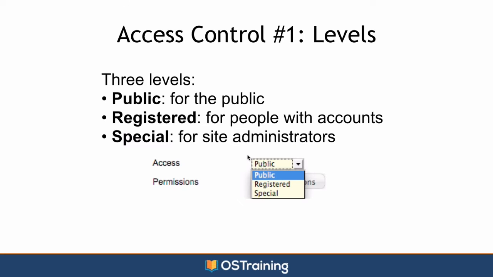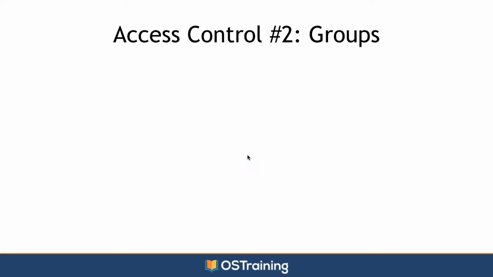Access control has three main layers or levels at the Joomla 2.5 and Joomla 3 level. The three levels for access control at the first part are public, registered, and special. You probably know all of this, but I'm going to just quickly go through it. Public's for anybody who lands on your website. Registered is for people with accounts, and special is for site administrators. Now, it's nice that in Joomla 2.5 and 3, we have absolute control over all of this.